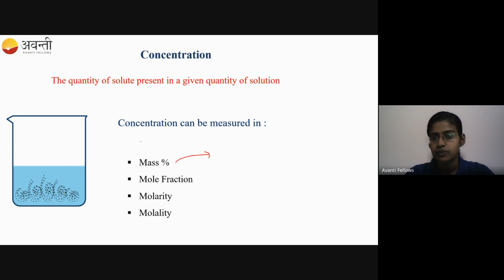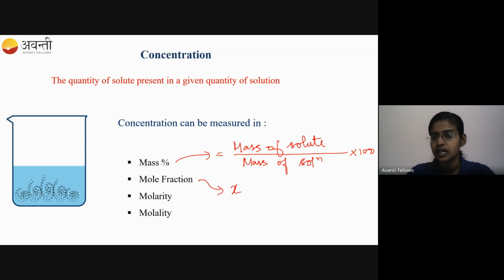So what is mass percent? It is equal to the mass of solute divided by the total mass of the solution, into 100, right? And coming to the mole fraction, it is represented by the letter chi. If I want to measure the mole fraction for component A, then Xa will be the number of moles of that component divided by the total number of moles. If the mixture is binary, then it is Na plus Nb. So these are the 2 formulas we have seen under concentration.